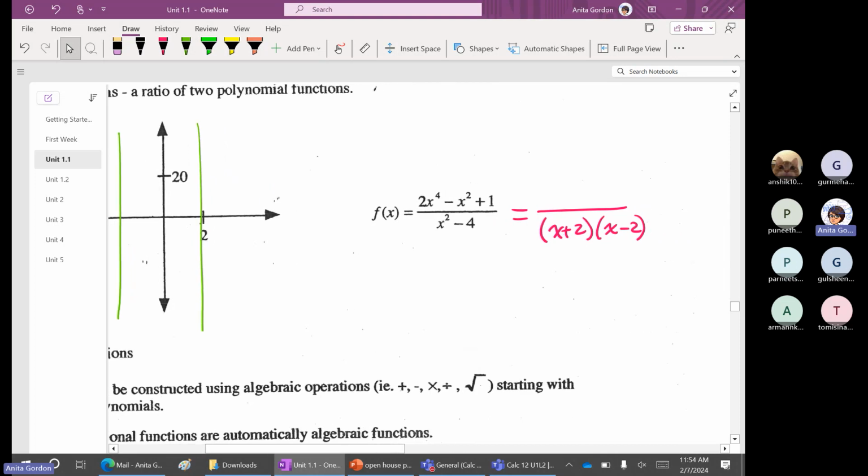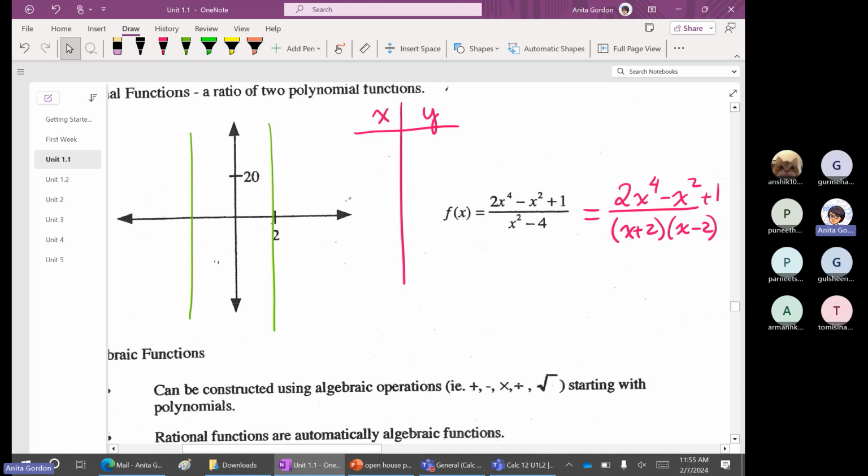Can I do anything with the top? It's a quartic, not a quadratic. Not much information here. So I'm going to leave the top as is. 2x to the 4 minus x squared. Can you guys grab a calculator? Let's do a couple of table of values. Whenever you're not sure about an equation or about a function, it's good to take some values close to the asymptotes on the left and the right. So we know that 2 and negative 2 and positive 2 are asymptotes. So let's check the values.